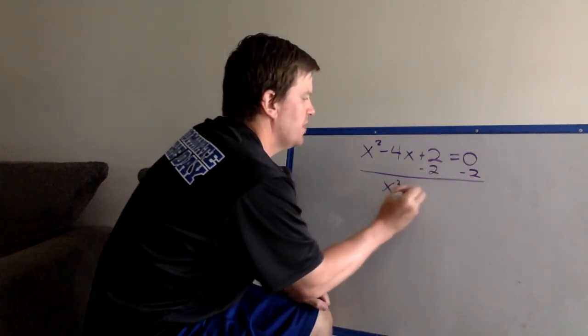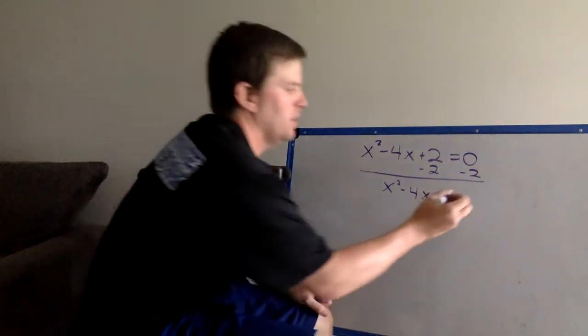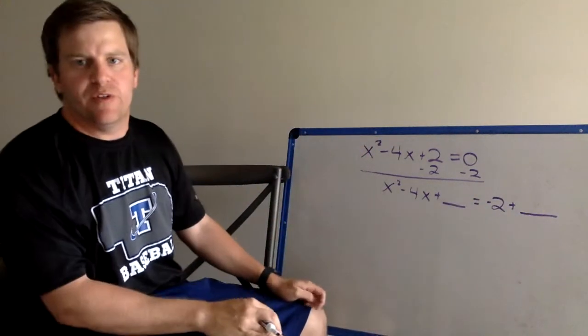x squared minus 4x plus blank. Those blanks are important. Equals negative 2. Put another blank over here so we remember to fill those in.